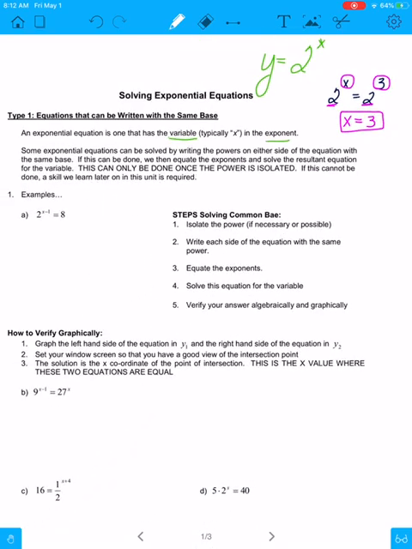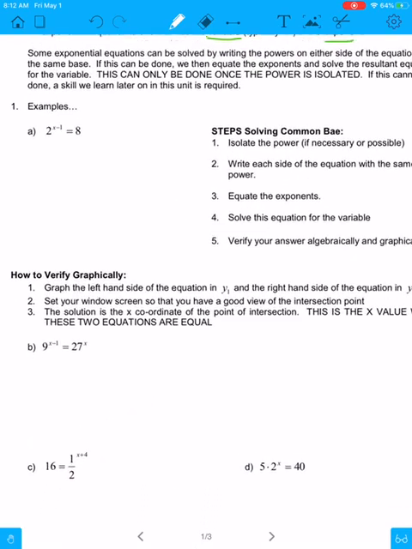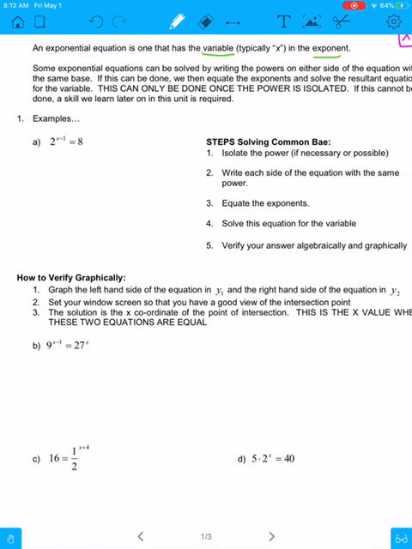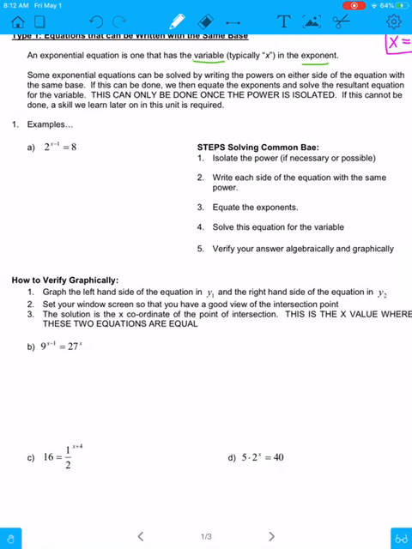Okay? So here are our steps for solving with a common base. Isolate the power if necessary or possible. Then write each side of the equation with the same base. Equate the exponents. Solve the equation for the variable. Verify your answers, algebraically and graphically. So we can check these algebraically and we can check them with our calculator. At first we're going to check them algebraically, and then the last half I'm going to get you to check with your calculator. So we're going to practice, okay?